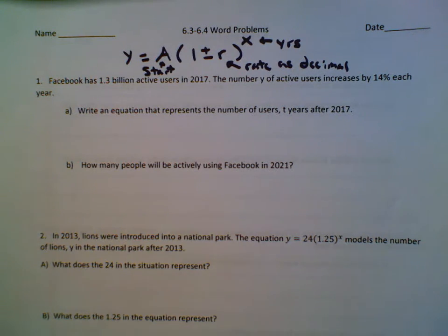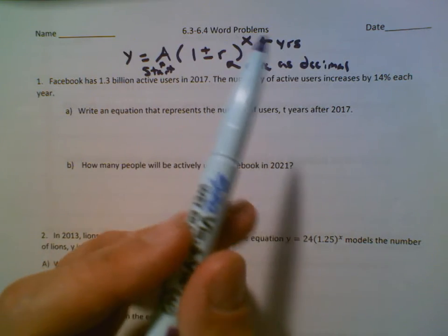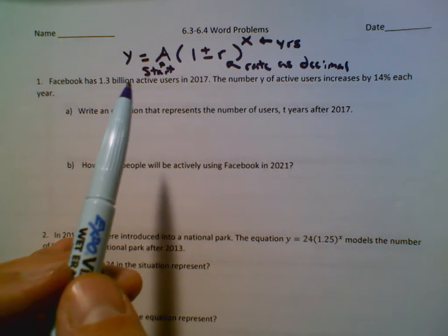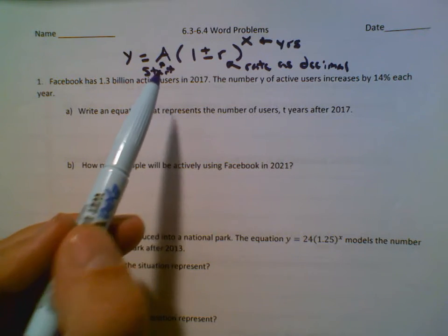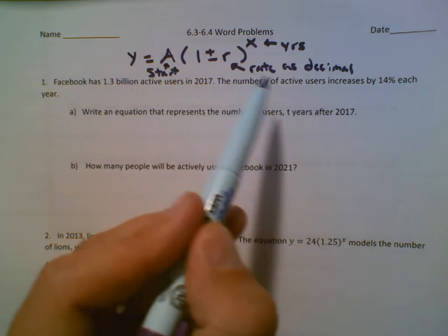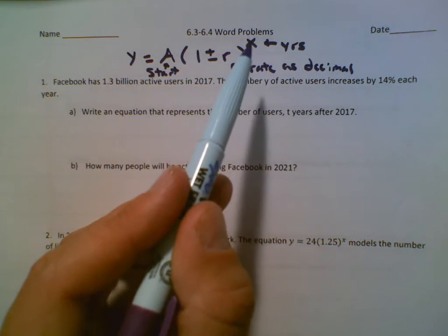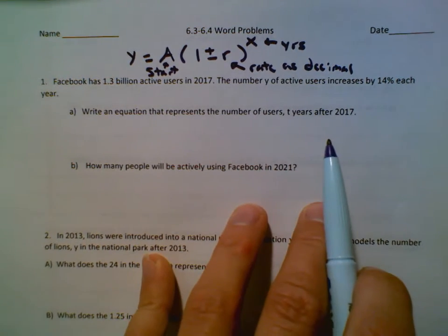In this video, we're going to look at three word problems using our exponential growth and decay formula. So here, remember, A is always our starting amount. We take 1 plus or minus R, which is our rate, as a decimal, and we're raising that to X, which normally is the number of years of the situation.